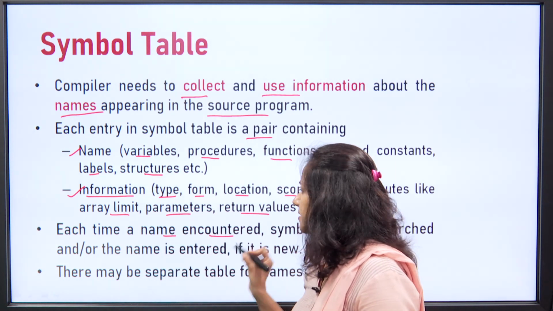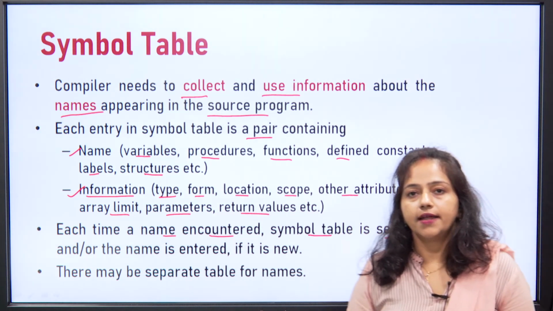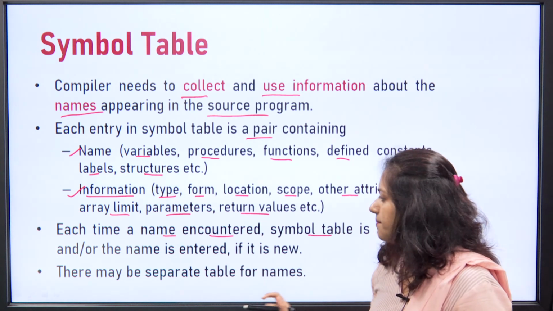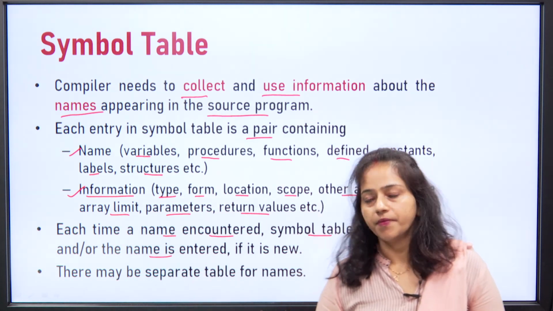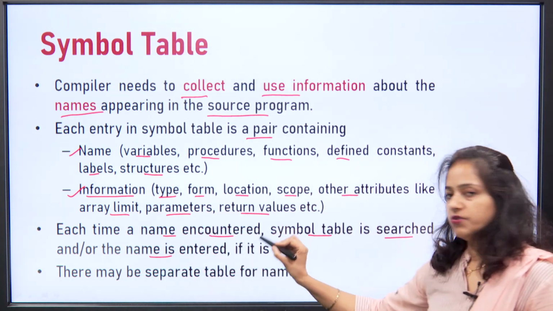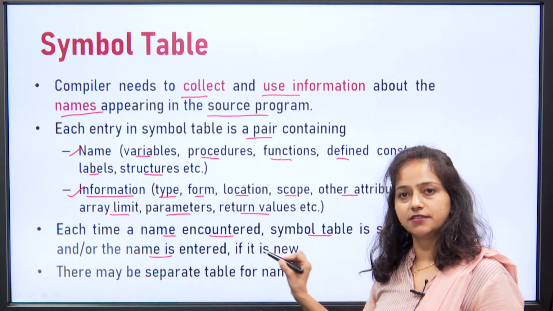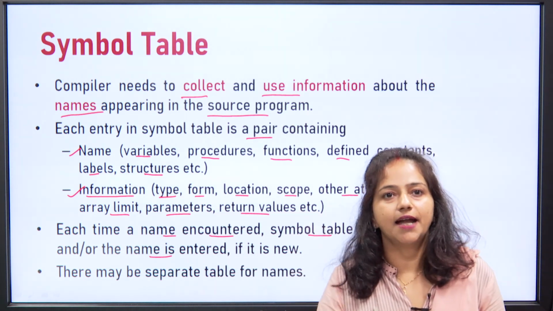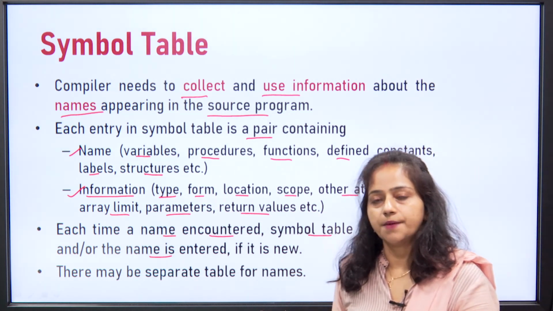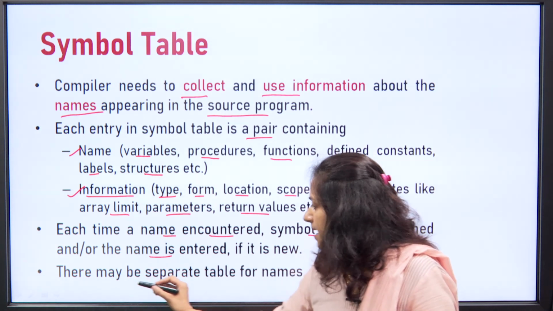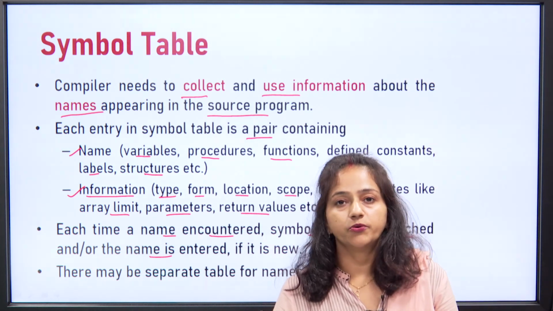So, the thing is, whenever a name appears in a source program, first of all the symbol table is searched, and after searching the symbol table, if the name is not appearing in the list, then that entry will be made in the symbol table. So, each time a name is encountered, symbol table is searched and the name is entered if it is new. So, if name is not in the list, then that particular name will be entered into the symbol table along with its necessary information at subsequent phases of the compiler. There may be a separate table for the names. So, this is the basics about the symbol table.